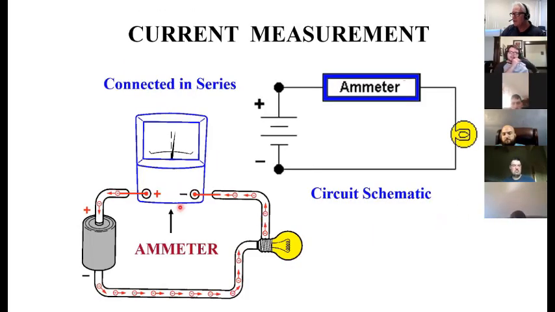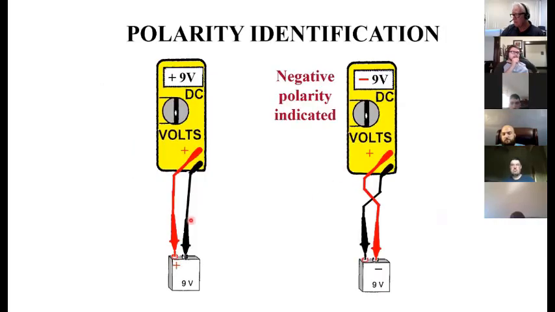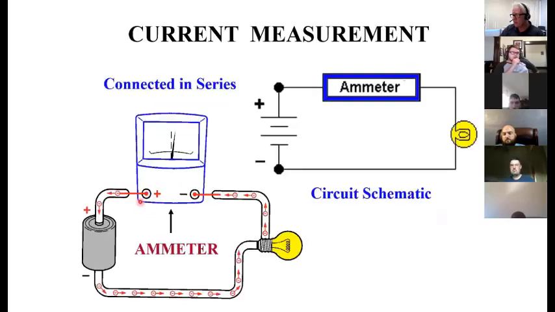Amp meters, you have to hook in series. If you take the probes of an amp meter and hook it up like this, you can damage it. So you have to open the circuit up so that the current will leave the source and go into the amp meter on one lead and then out the other side and then go into your load. If you don't do this, you can blow up your amp meter.